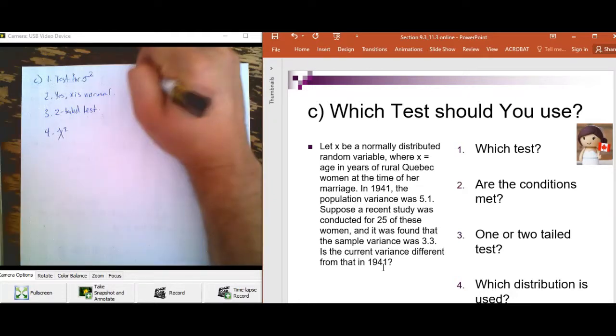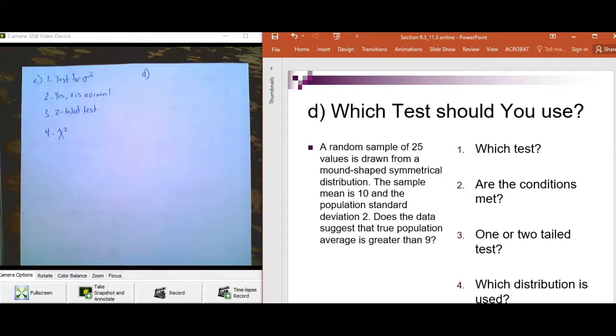One more. A random sample of 25 values is drawn from a mound-shaped symmetrical distribution. The sample mean is 10, and the population standard deviation is 2. Does the data suggest that the true population average is greater than 9?